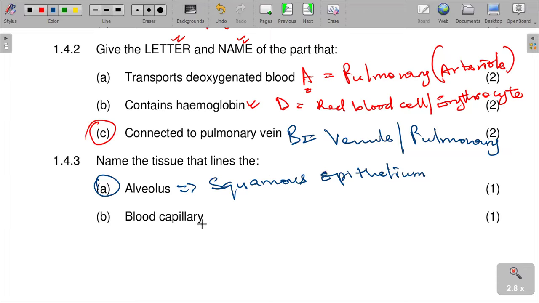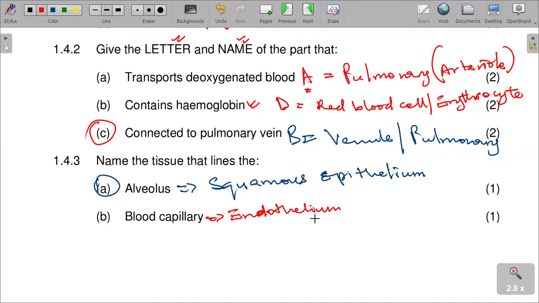And then name the tissue that lines the blood capillary. The tissue that lines the blood capillary. The blood capillary, obviously, on letter B, I'm sure that we agree, or we know that it is called the endothelium. That is the tissue that lines the blood capillary.